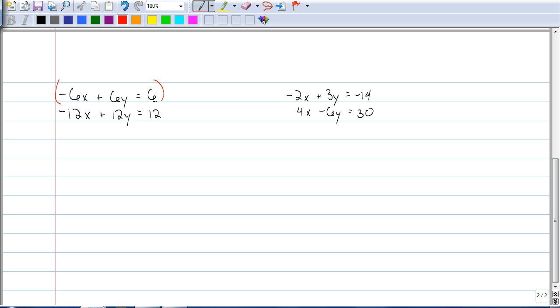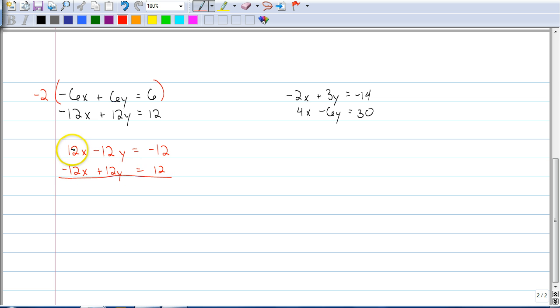Let's say if I try to get rid of the x's here, and you might already see what's going to happen. I want these to be opposite signs, so I don't want to just multiply it by a 2. I want to multiply it by a negative 2. Doing so results in a positive 12x plus 6y, plus negative 12y, or minus 12y, equals negative 12. So below that I'm going to write the other equation, which was negative 12x plus 12y equaling 12.